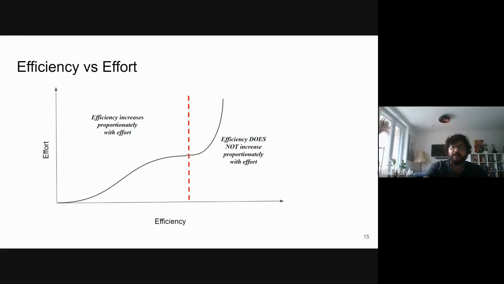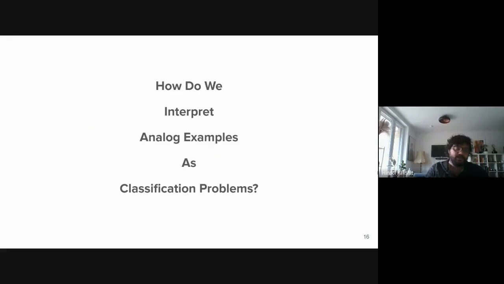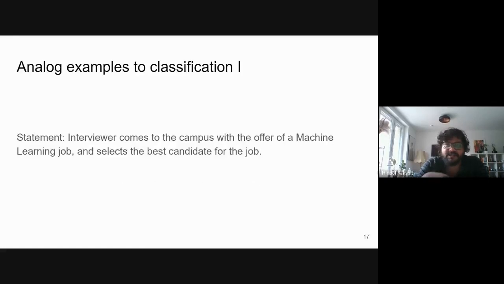All right. Now, to help you with that, what I'm going to discuss is two very simple problems. These are not related to computer science. These are very basic analog problems. And what we will try to do is interpret these two as machine learning problems. So let's take the first example.